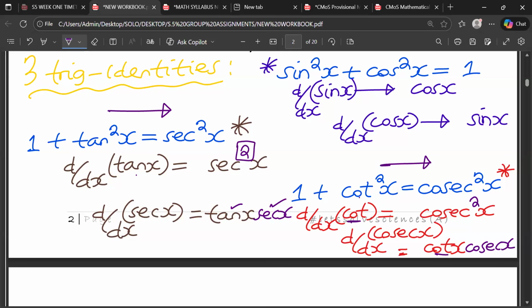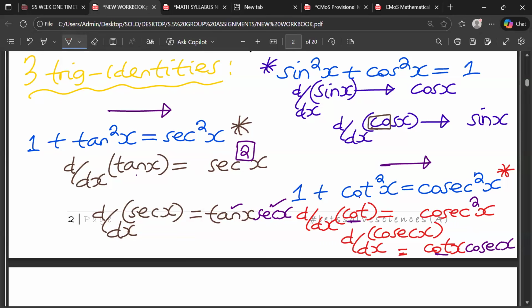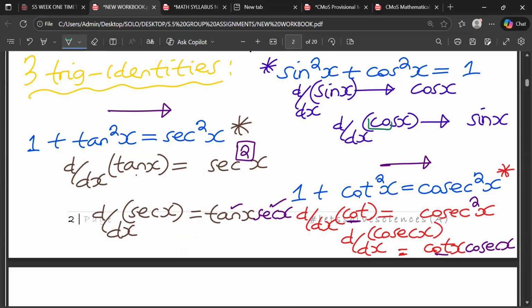Then the last thing I added was that every time I'm differentiating the trig functions that begin with co, let me use green so people can see that: cos, cot, cosec, I told myself that I must put a negative. I must put a negative.